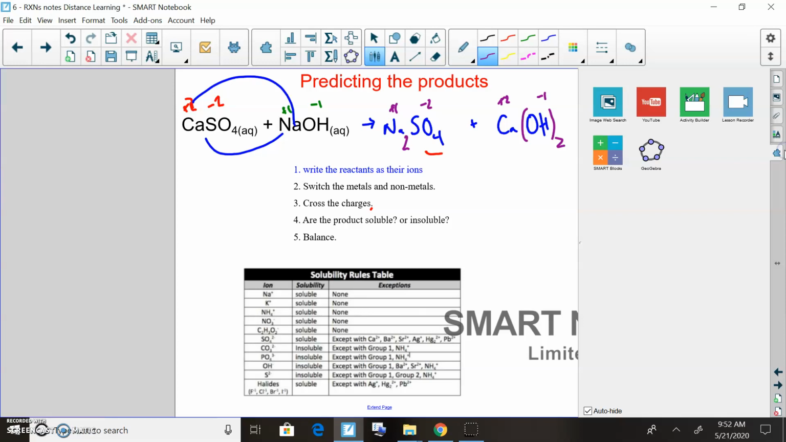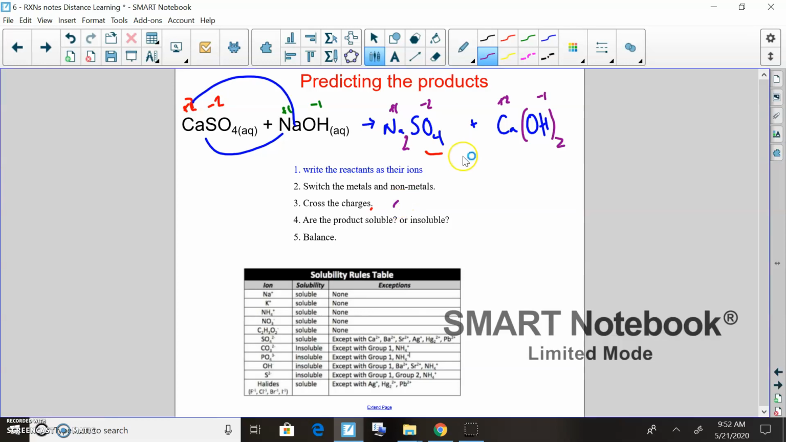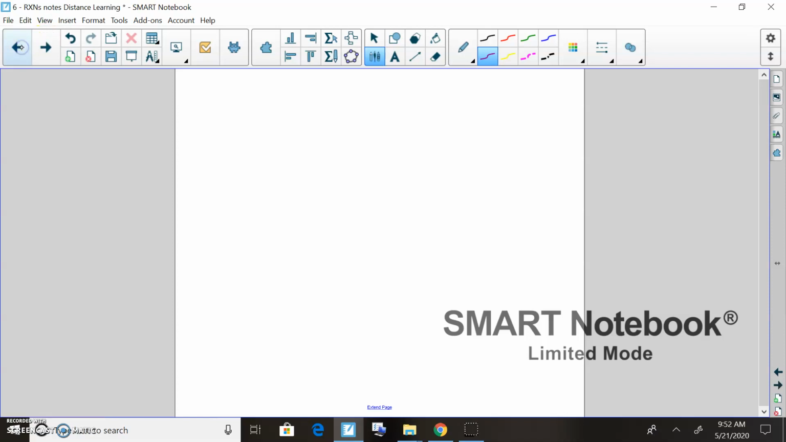Okay, so that's that. Are the products soluble or insoluble? NaSO4 is soluble except with these, and Na is not in that exception list, so that's an aqueous solution. Calcium hydroxide, OH, is insoluble. That is a solid, and that's what we care about. Alrighty, guys, that's single and double replacement, or that's double replacement.